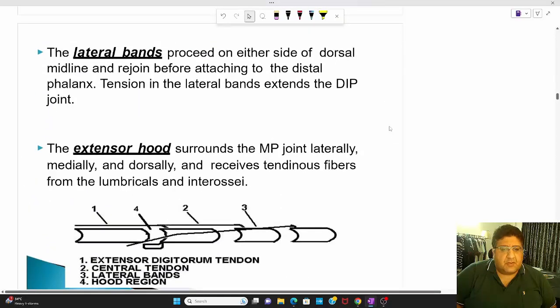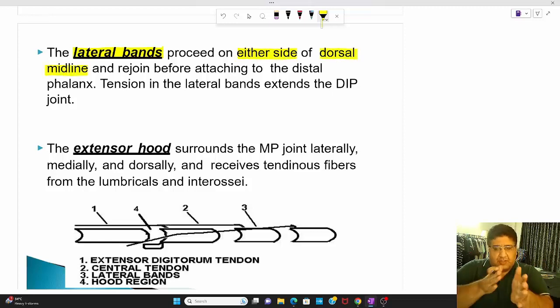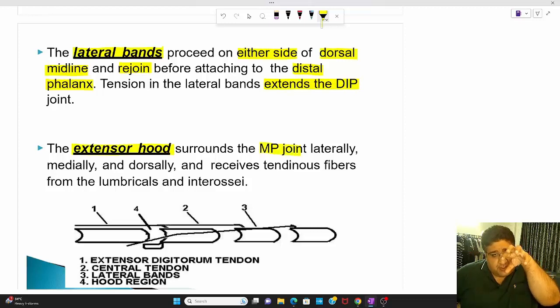So this is something which I have already taught you. I'll just reiterate so that if at all you have to revise it later on in the theory, you should know that the lateral bands proceed on either side of the dorsal midline. One will proceed from the right side, one will proceed from the left side. I've already shown you. And then they rejoin before attaching to the base of the distal phalanx. And as I said, their job is to extend the DIP. There is no confusion. And then I have already shown you the extensor hood, which is exactly on the MP joint. And if you see, it will be dorsal, it will be medial, it will be lateral.